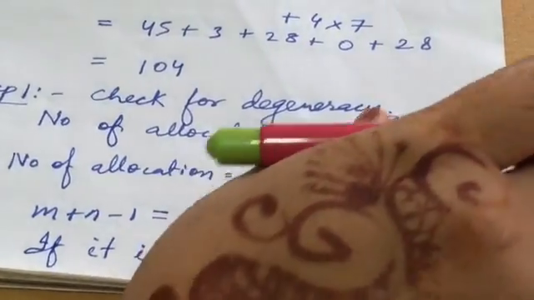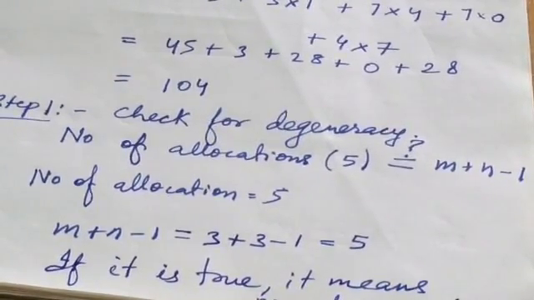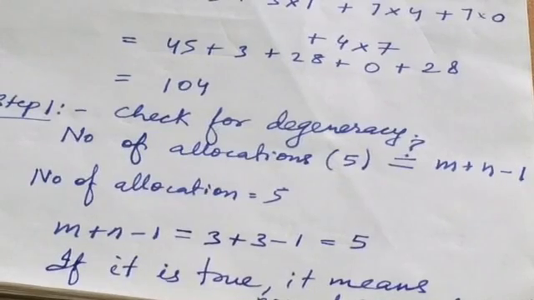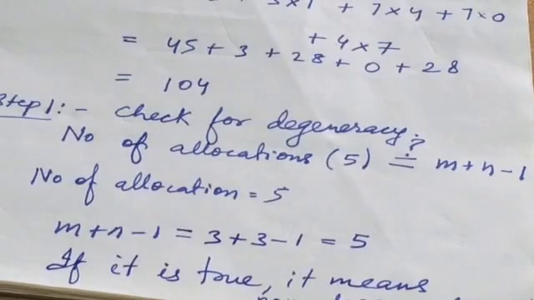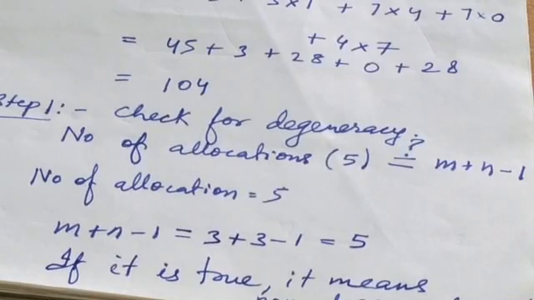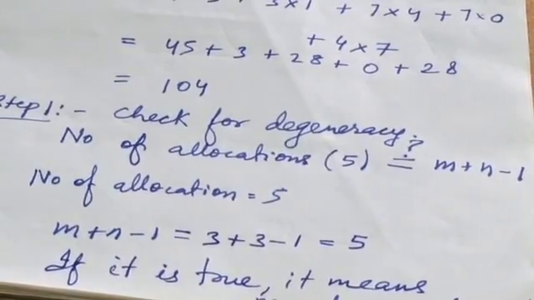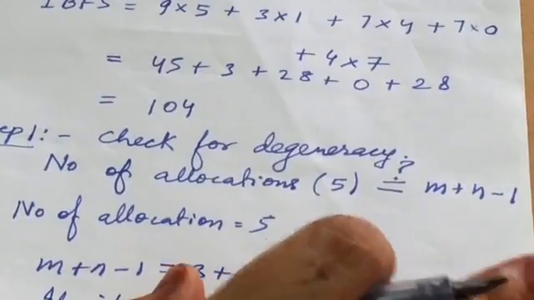As I'm telling these things, you can pause the video and note down the points, because I cannot write everything here. So write down that if the number of allocations is different from m plus n minus 1, then that is called a degenerate problem, and we have to use some other method for solving that kind of problem. There's a special technique for that. Now step 2: since it is non-degenerate, we can proceed further.